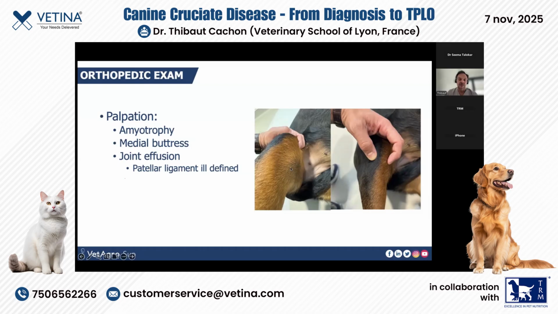In this dog there is a medial buttress on the right stifle, and you can also feel that there is a joint effusion. In those dogs where there is a stifle effusion, the patellar ligament is very difficult to palpate. You don't feel it very easily, and most of the time the patellar ligament is ill-defined. So that makes you think that you have a joint effusion. Those are the first two points you are going to palpate: medial buttress and joint effusion.